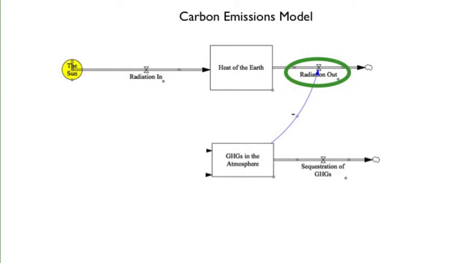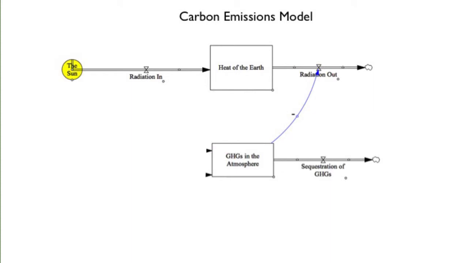Now, the rate at which that energy radiates back into space is a function of the amount of carbon dioxide and other greenhouse gases in the atmosphere, which is represented by this second stock. This stock, concentration of greenhouse gases, will influence the rate at which radiation escapes the Earth. In other words, the more greenhouse gases, the more energy that will become trapped at the Earth's surface. Another way to say this is that there is an inverse relationship between the stock of greenhouse gases and the flow of energy out of the system.